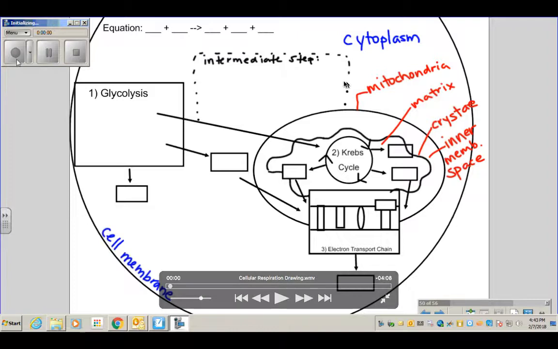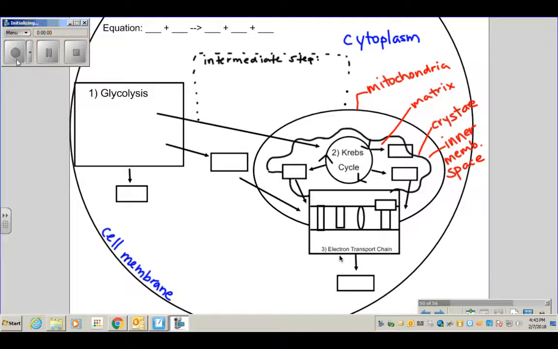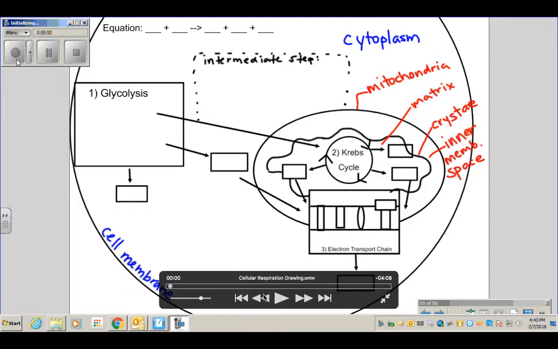So we talked about this in class, but this is the mitochondria. We have parts of the mitochondria, like the matrix, that's the space in the middle. The cristae is kind of the squiggly line. And then between the cristae and the outer membrane of the mitochondria is what we call the inner membrane space. So we have outlined the different steps. You have glycolysis, the intermediate step, and the Krebs cycle, and then the electron transport chain. So we're going to go through and talk about all of these steps. But first we're going to start by filling in the equation.